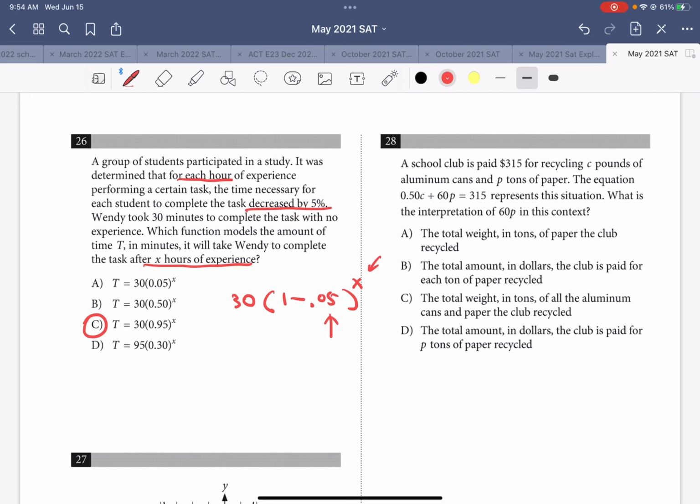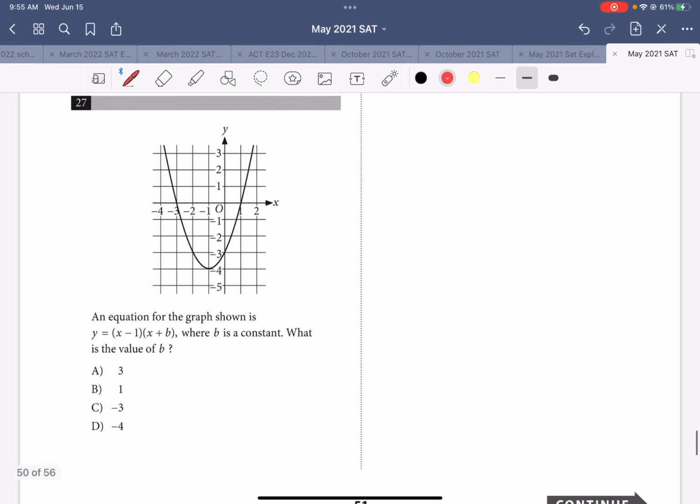Okay, X is the number of hours experience, then it will decrease by 5%. So decrease by 5% is exponential. Also increase by a certain percent is also exponential. Okay, remember that.